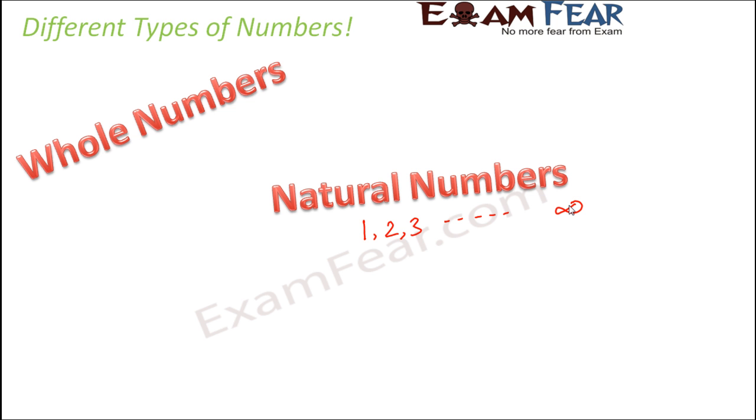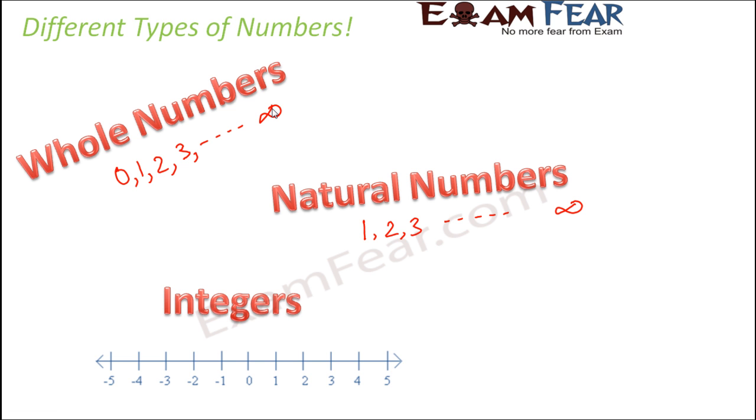We have another type of number called whole numbers. Now when we say whole numbers, it is all the natural numbers plus 0. So the whole numbers basically start from 0. So 0, 1, 2, 3, and so on till infinity. So we can just say that whole numbers are natural numbers plus 0.